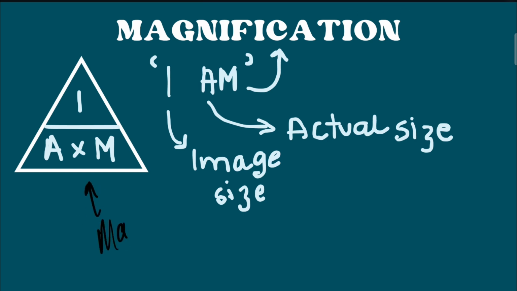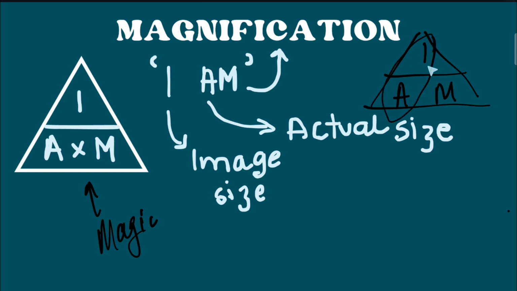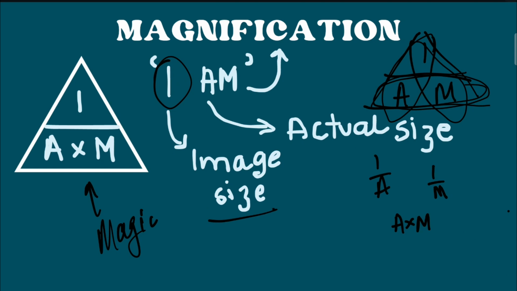Okay, I call this the magic triangle. And why is it magical? Because you're going to first write down I am this way, and you're going to make a triangle out of it. Alright, very simple. Whatever is on top of each other represents division. So if I'm considering this, that's going to be I upon A. If I'm considering this, that's going to be I upon M. If I'm considering this, it's going to be A into M, where I stands for image size, A stands for actual size, and M stands for magnification.